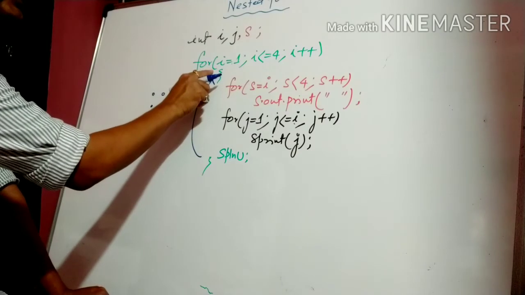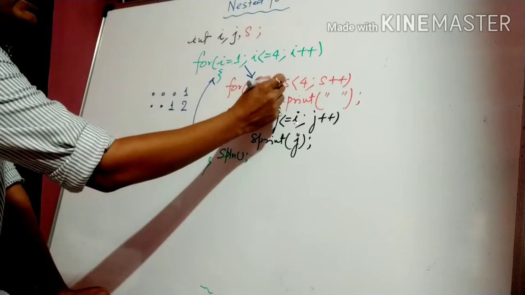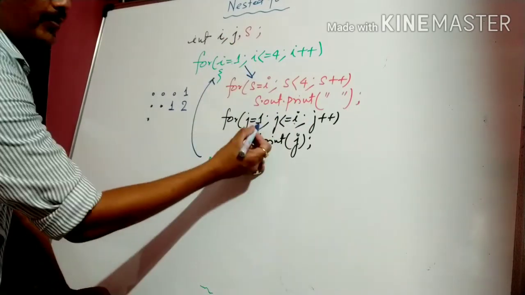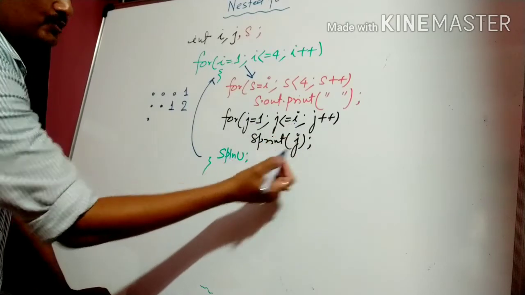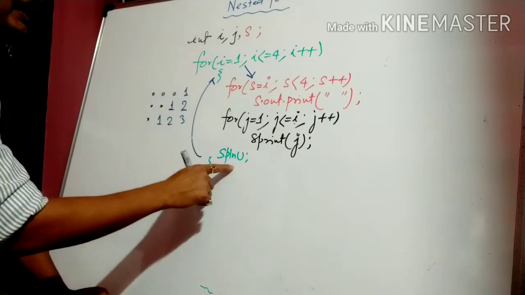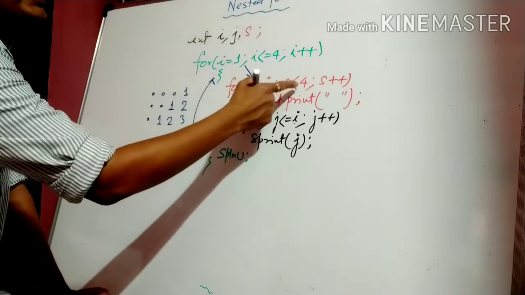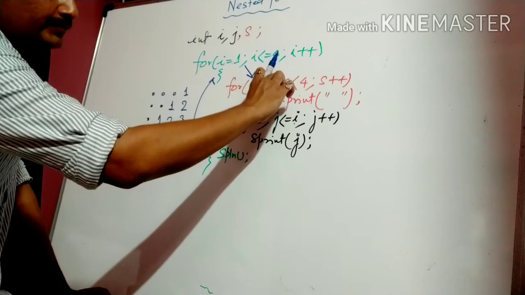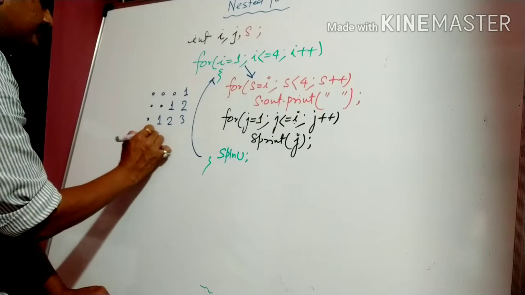The value of I will be 3. Condition is true. It will come here. S equal to 3, S less than 4, that means 1 time. J equal to 1, J less than equal to 3. How many times? 3 times. What will it print? Line change. The value of I will be 4. S will be 4. 4 less than 4, condition is false, means it will not execute. And this part, how many times will it execute? 4 times. What will it print?